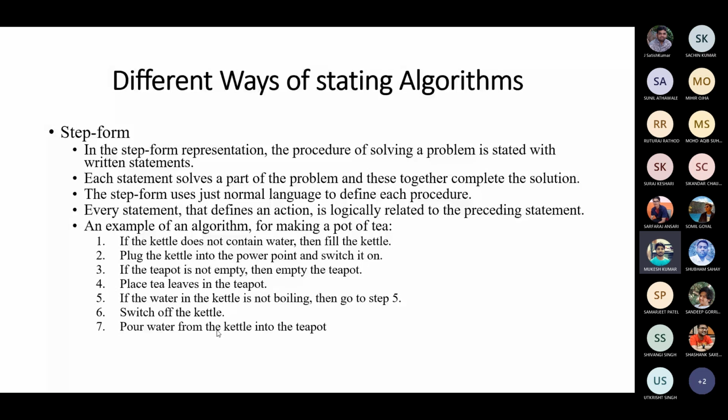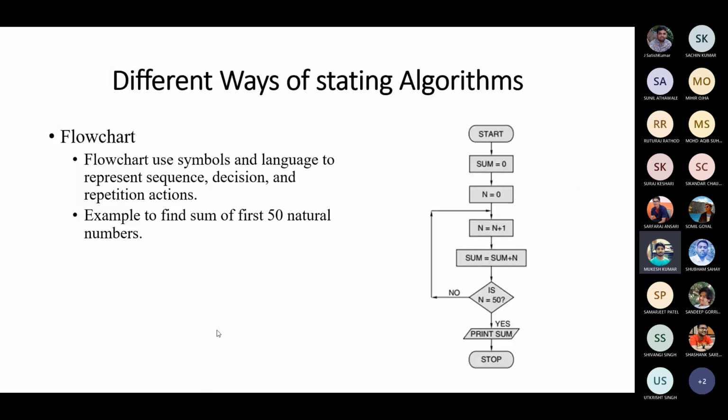The second is very familiar. Maybe you would have studied in your first year C. It's called flowchart. You can define your algorithm in terms of a flowchart. A flowchart uses a combination of symbols and language to represent the sequence, decisions, repetition, actions, and so on and so forth.